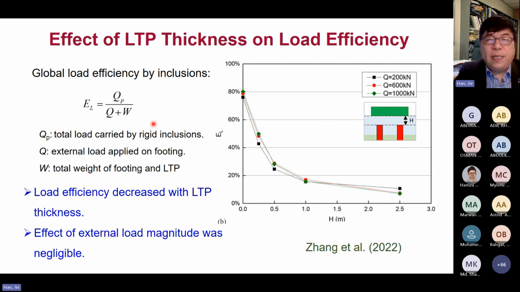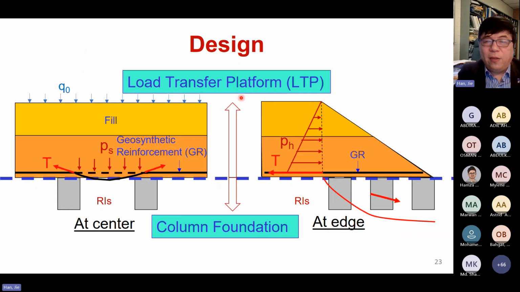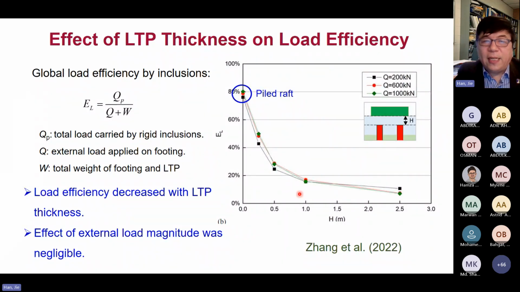Okay, and from here, as you see, the thickness changes. Now, if the thickness equals 0, that's basically a pile raft, and the pile will carry 80%. Okay, but the rigid cushion carries 80%. But as you increase the thickness, as you can see, it will go down to 20% and then go down to like 10%. So as the results show early on.